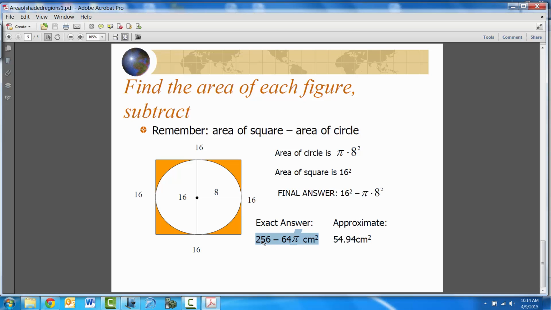How do you get the approximate? I don't know, you've got to know how to type this. And then maybe that's how you test yourself right now. Stop the movie and type this on your calculator to make sure you can get 54.94 centimeters squared. All right, so that one's done.